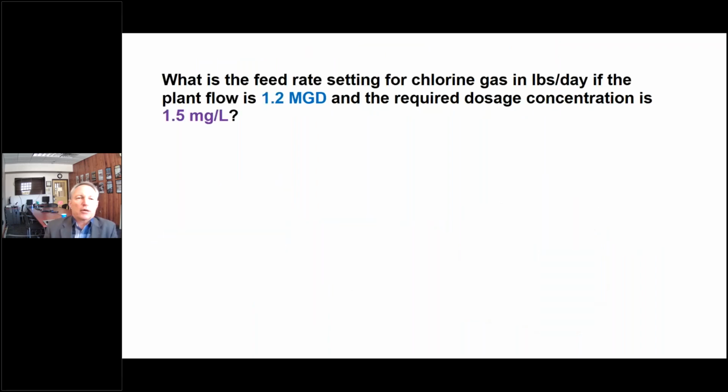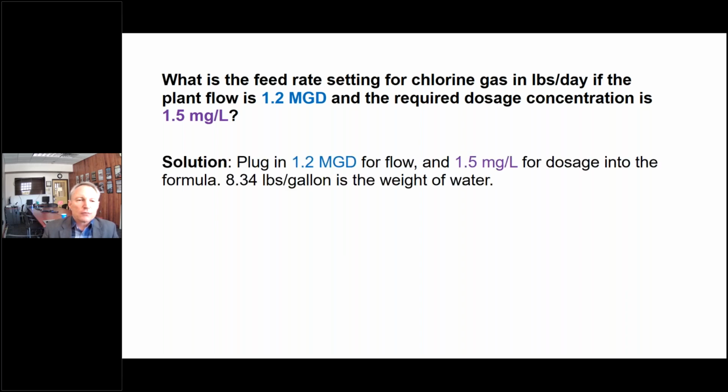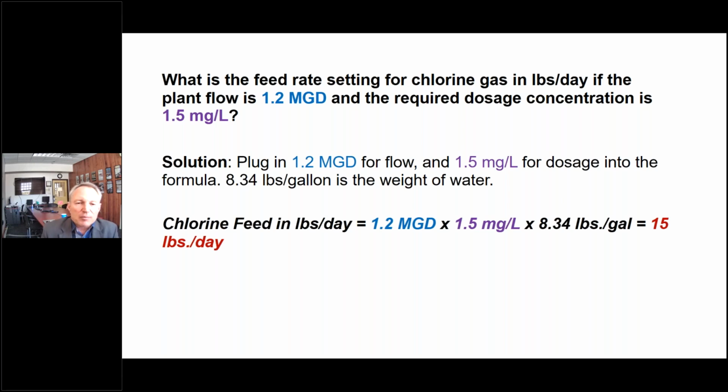Let's do an example calculation here. Here's a problem that we're going to solve together. What is the feed rate setting for chlorine gas in pounds per day if the plant flow is 1.2 mgd, million gallons per day, and the required dosage concentration is 1.5 milligrams per liter? So all we have to do is plug those numbers into our pounds formula. We plug 1.2 mgd in for flow, 1.5 milligrams per liter for dosage, and the 8.34 pounds per gallon is a constant. It doesn't change. So we simply multiply across: 1.2 times 1.5 times 8.34. It gives us 15 pounds per day. So we would set that rotometer on 15 pounds per day.